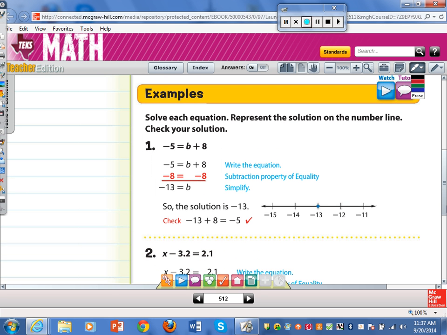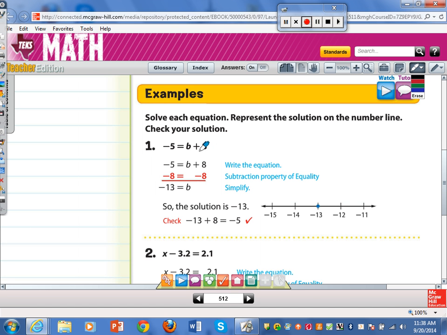Example number 1. Solve each equation, meaning solve for the variable. Represent the solution on the number line. Check your solution. In example 1, we have the statement negative 5 is equal to b plus 8. What does b have to be so that when you add 8 to it, you get a negative number? Looking at the side where the variable is, b is on the right side of the equal sign, and they're adding 8.